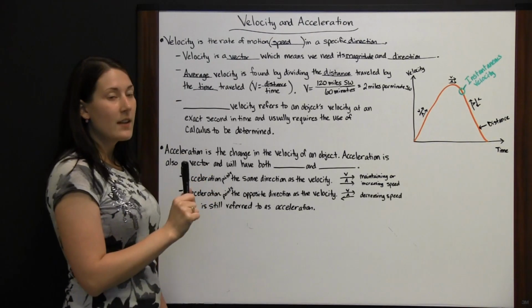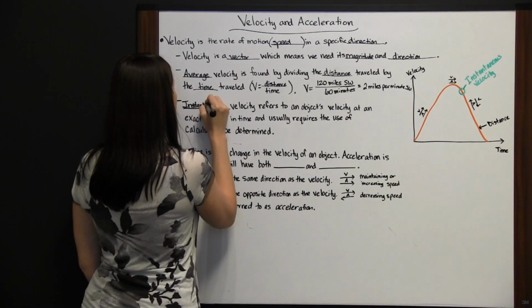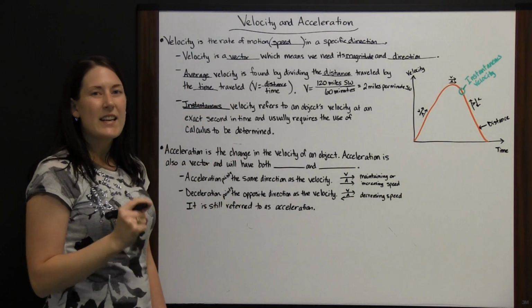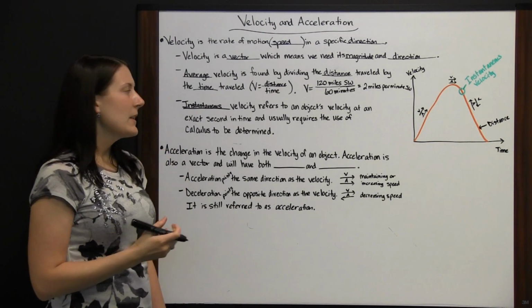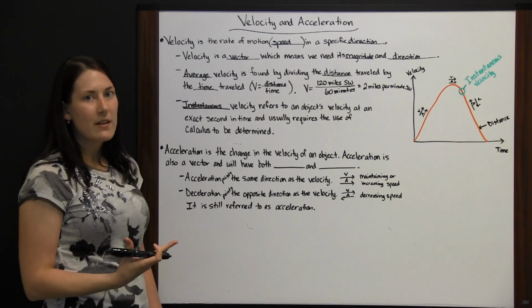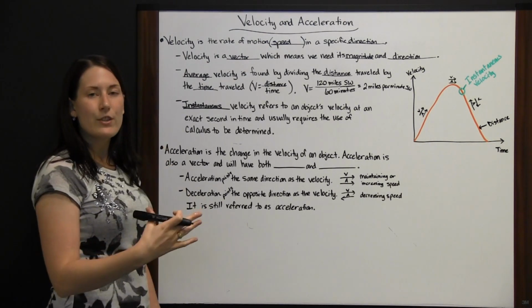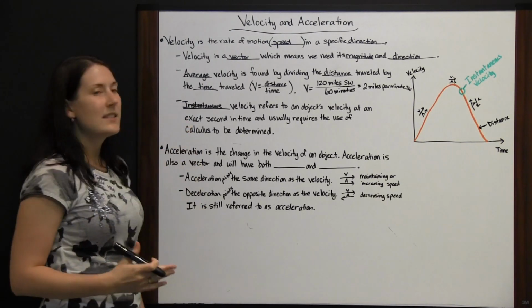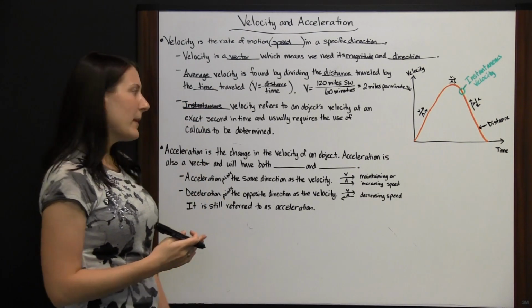The other type of velocity to look for is instantaneous velocity. And this refers to an object's velocity at an exact second in time, and usually requires the use of calculus to be determined. But if you hit a pothole, it would be good to know if you were going 1 mile an hour or 60 miles an hour. And so knowing at that exact second in time how fast you were going and what direction, that would be important. So sometimes you might have to find instantaneous velocity, but most commonly, average velocity is what you hear about.